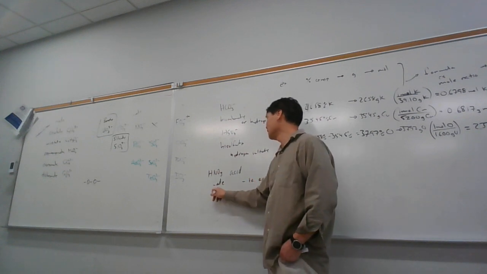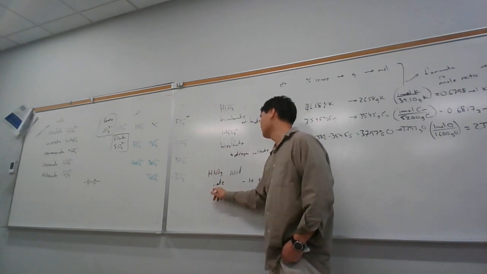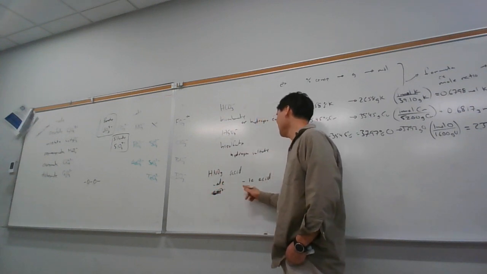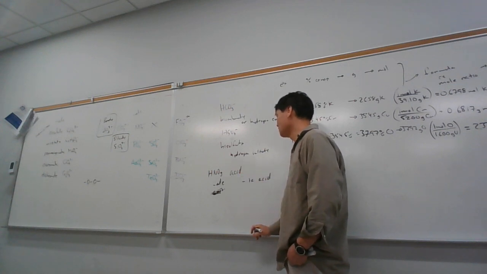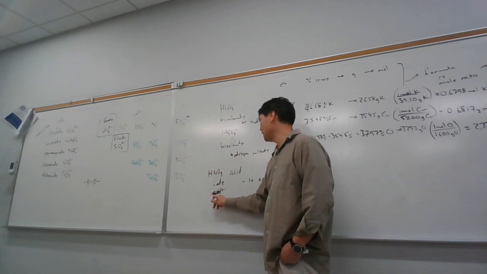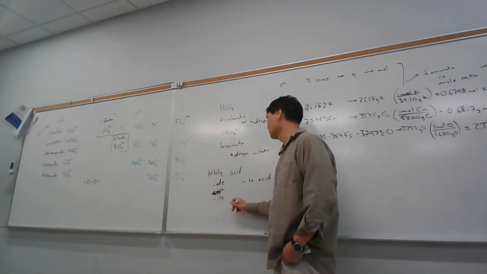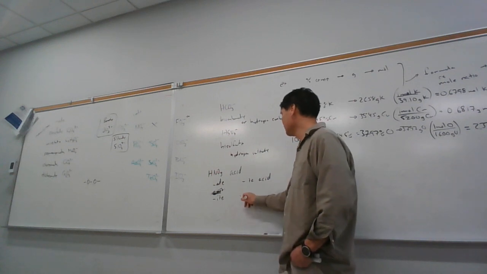And so we look at the anion. If the anion is ate, then this has got to be ic acid. What's the name of this? Nitric acid. If the anion ends in ite, then what's the name of the acid? Ous acid.